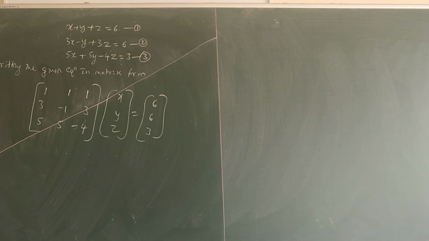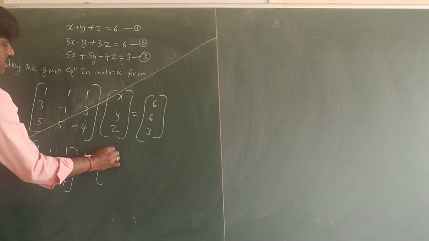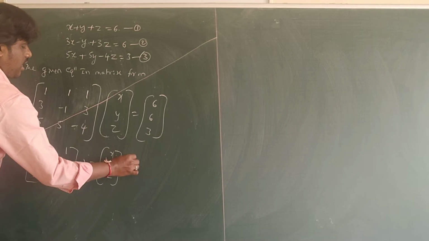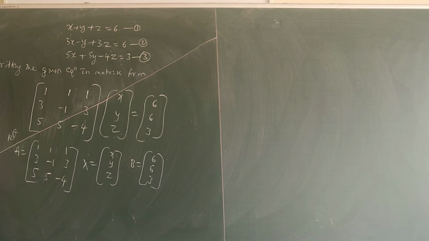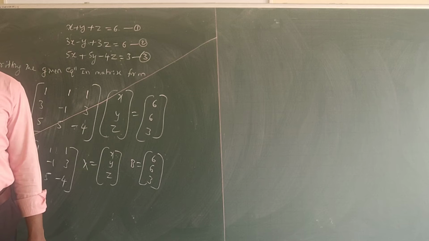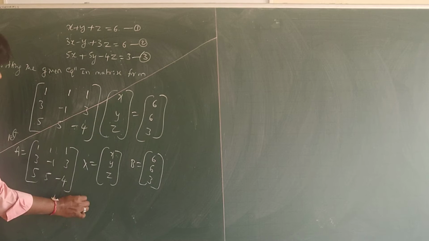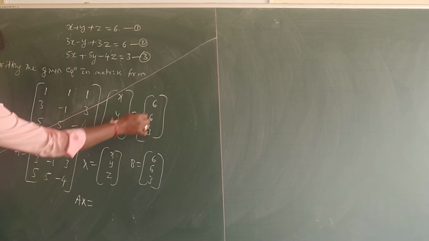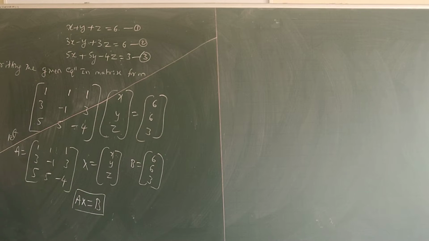After that we have to name this. So how to name here? Let A be equal to [1, 1, 1; 3, -1, 3; 5, 5, -4], X is equal to [x, y, z], and B is equal to [6, 6, 3]. Like this we will give the names. After giving the names, this is A, this is X, and this is B. So this is in the form of AX equals B.